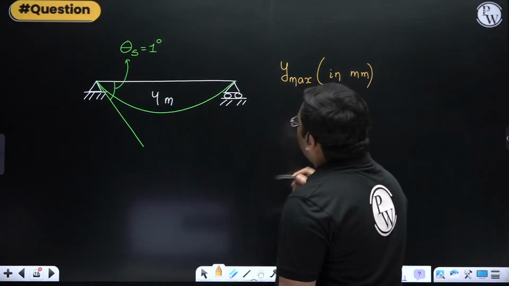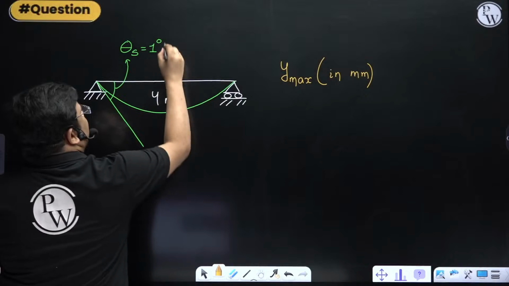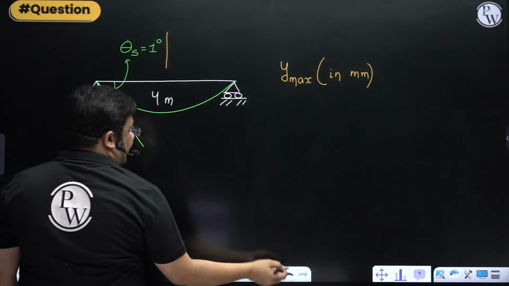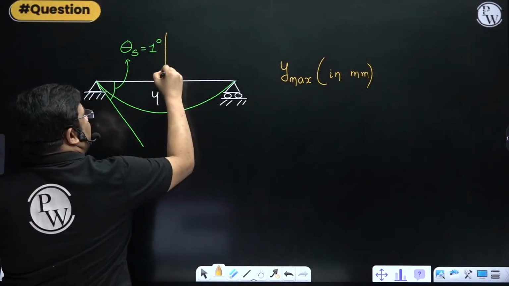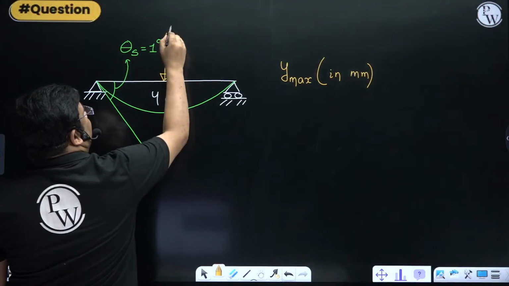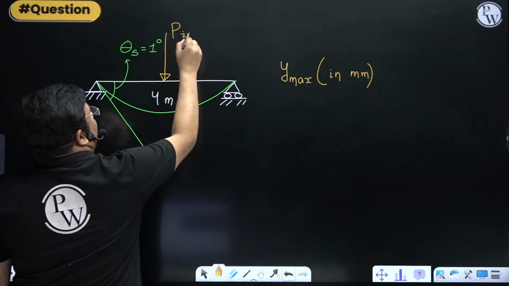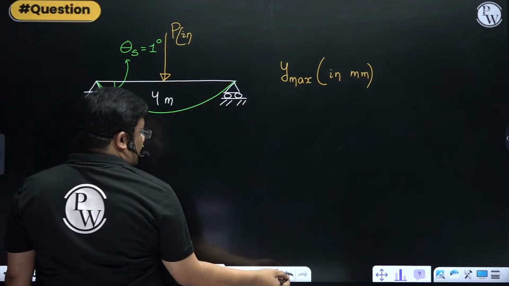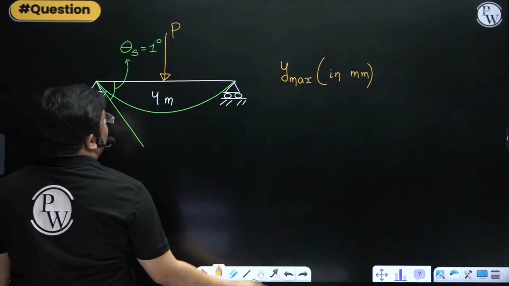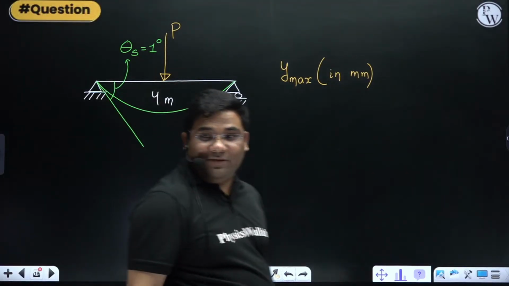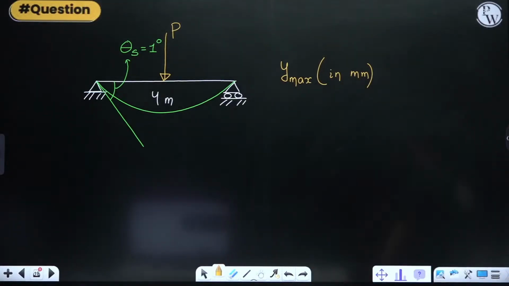Okay. And we have, let us take this as a point load acting at the center. And the load is also not given. Only P is given. Now how to solve this type of question? It's very easy actually. I'll tell you how.